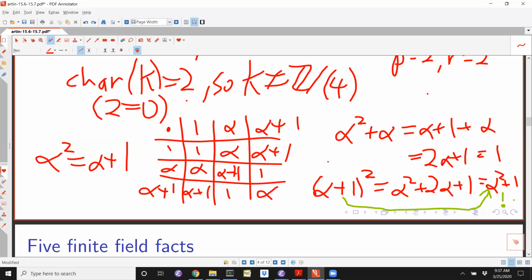Okay, so let's try this. Somebody want to type in the chat window. You can see this is closed under multiplication. This set 1, alpha, alpha plus 1 is closed under multiplication. It is in fact the multiplicative group of the finite field K.